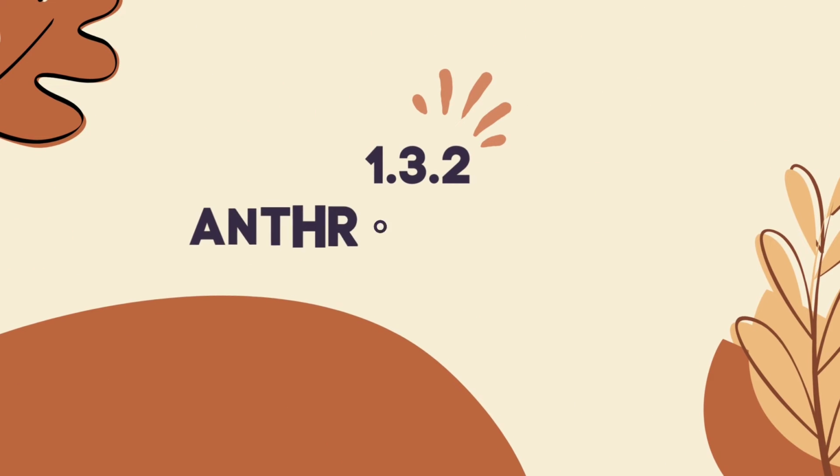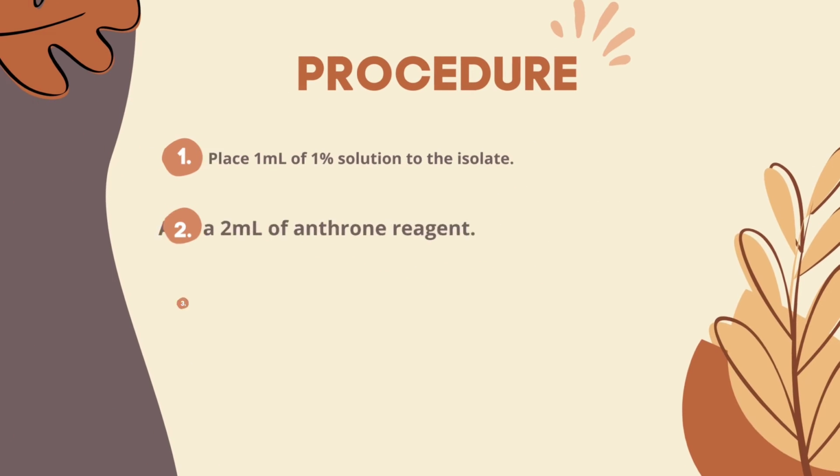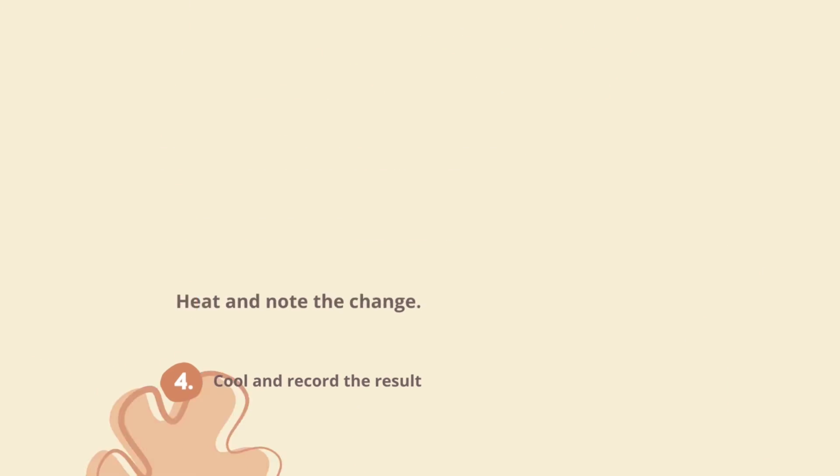Activity 1.3.2 Anthrone test. Procedure. Place 1 ml of 1% solution of the isolate. Add 2 ml of anthrone reagent. Heat and note the change. Cool and record the result.